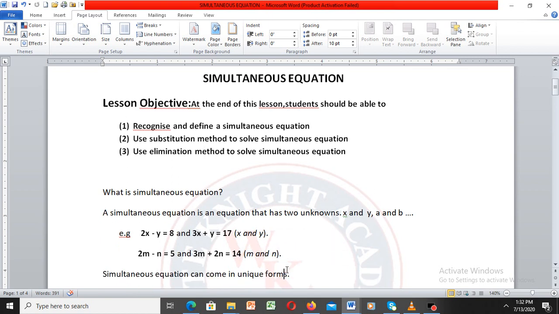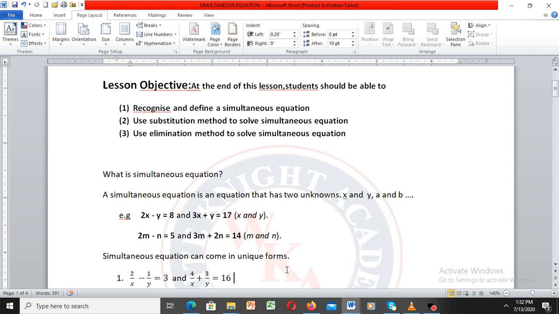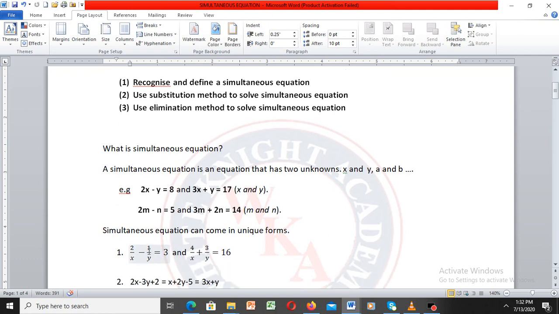Alright, so let's go forward. Simultaneous equation can come in unique forms. This is the basic form. The example I gave previously is actually the basic form of simultaneous equation. But when you begin to go higher, you begin to see different forms. Like we have an example here. You have 2 over x minus 1 over y is equal to 3, and 4 over x plus 3 over y is equal to 16. So this is also another way of writing simultaneous equation. In this case, our unknowns will be 1 over x and 1 over y.